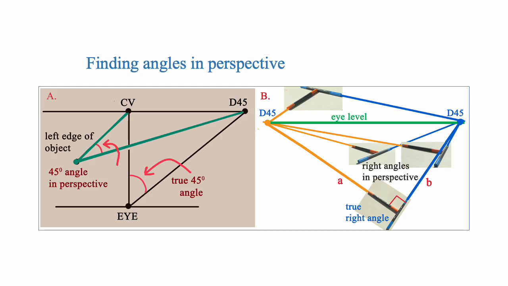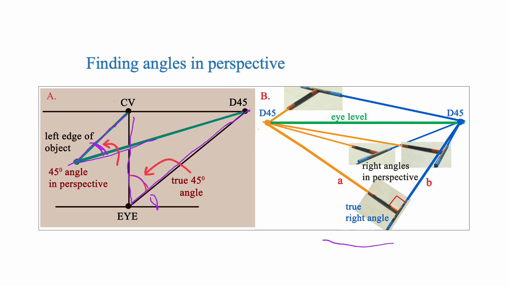To find angles in perspective, draw a line from the center of vision to the eye, and then from the eye to D45, forming a 45-degree angle with the horizontal and vertical lines. Then, any angle converging toward the center of vision and D45 produces a 45-degree angle in perspective.